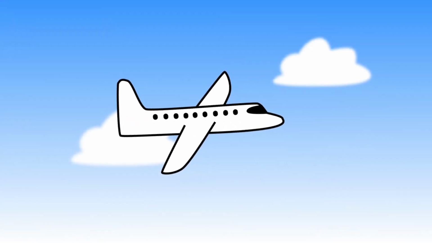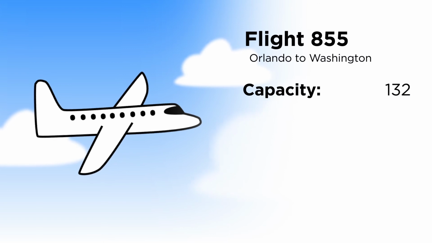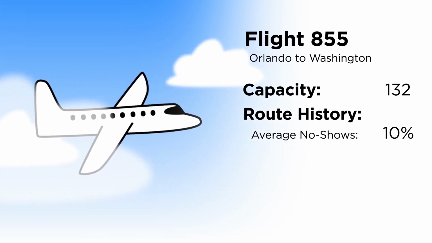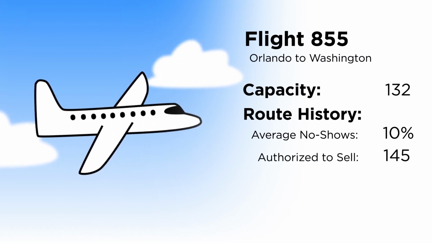To be concrete, let's take an example. Let's take the example of flight 855 from Orlando to Washington. This is a flight that has a capacity of 132 seats. And let's say historically the company has measured 10% no-shows. So this is the percentage of people that book and don't show up. With this information, the company might authorize 145 seats to sell, an increase of 13 seats from the actual capacity. So this will be the overbooking policy.